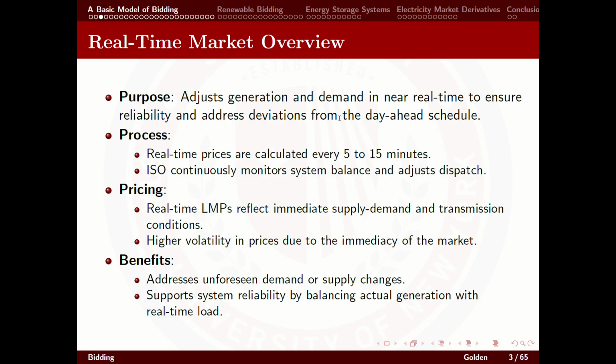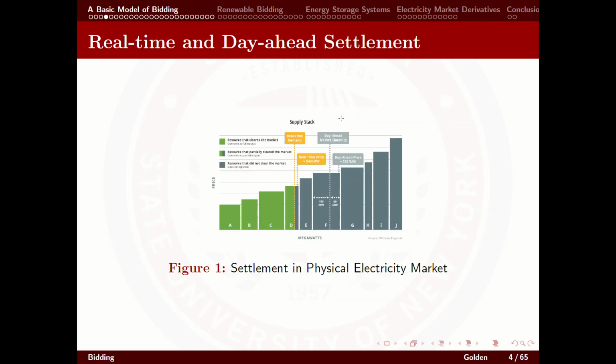In terms of pricing, real-time LMPs reflect immediate supply and demand and transmission conditions. High volatility in prices is due to the immediacy of the market. This helps address unforeseen demand and supply changes and supports system reliability by balancing actual generation with real-time load.